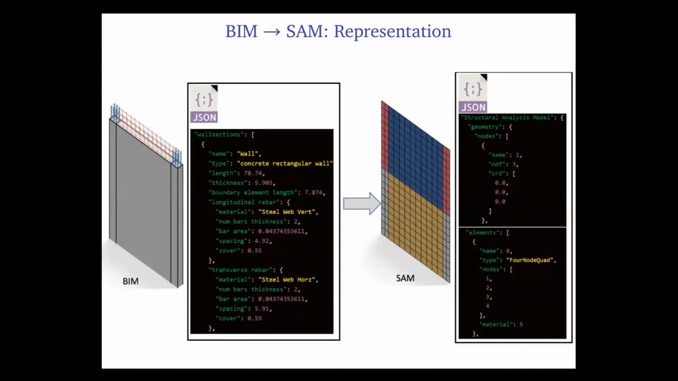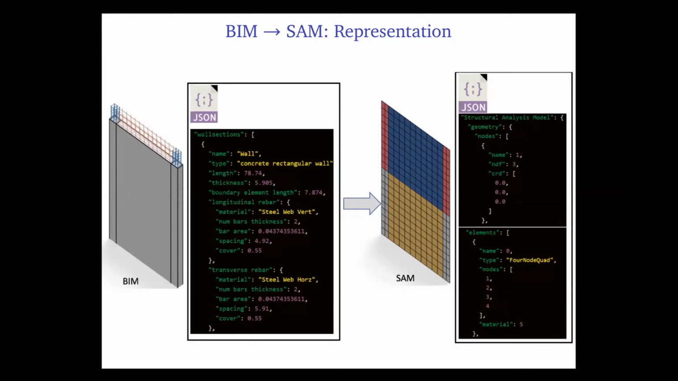So again, what is our first step? How do we choose that? This is the most difficult part. I show you an example of a BIM. It's not even a complete model. It's just a component of that BIM to the SAM.